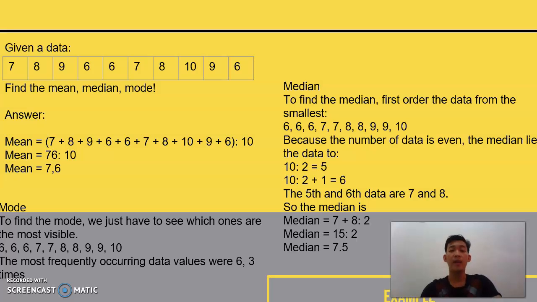And what is the median? For the median, we take the middle values in the data. The total is 10, divided by 2 is 5. So the 5th and the 6th data are 7 and 8. And the median is 7 plus 8 divided by 2, so the median is 7.5. These are the examples of the mean, median, and mode.